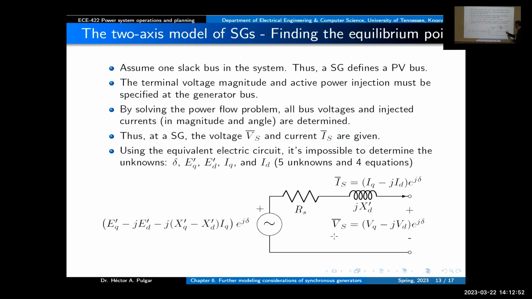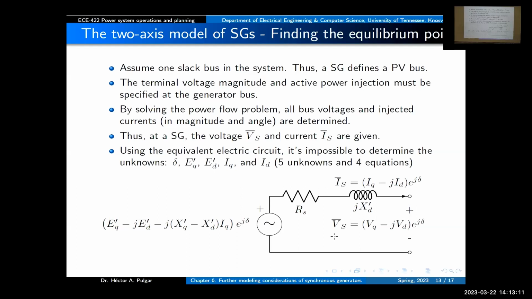The other equation will come from this Kirchhoff voltage law in this loop. You have 2 complex equations. How many equations? 4. How many unknowns? 5. Can you solve this? No. So we need some further equation to solve this.